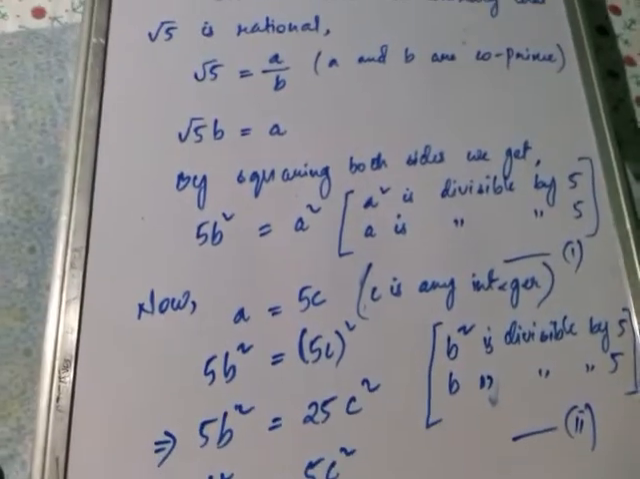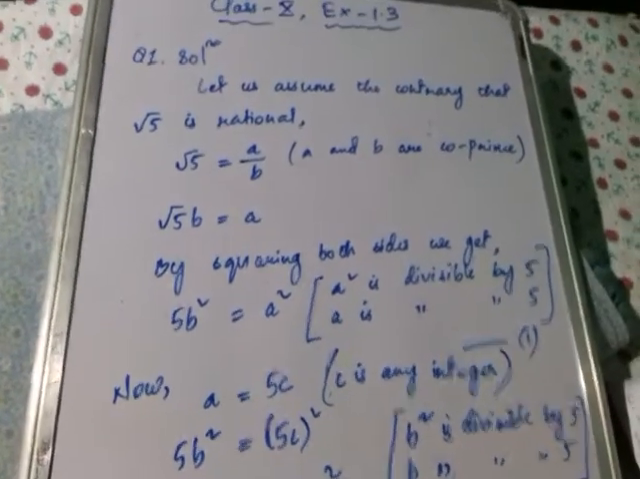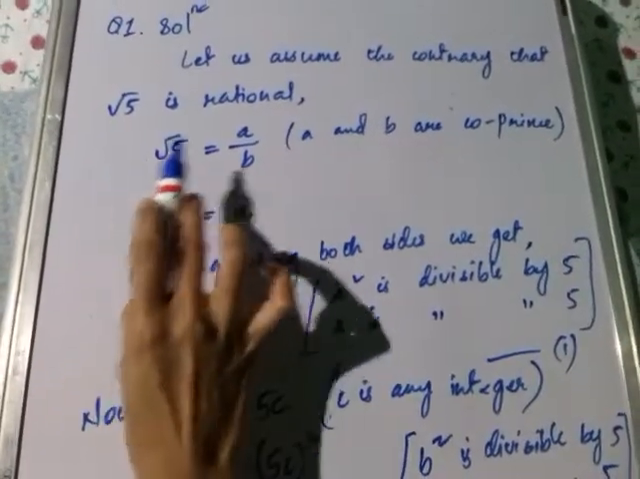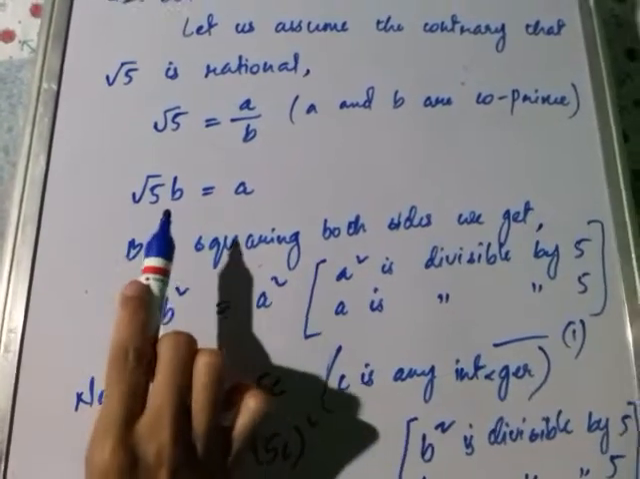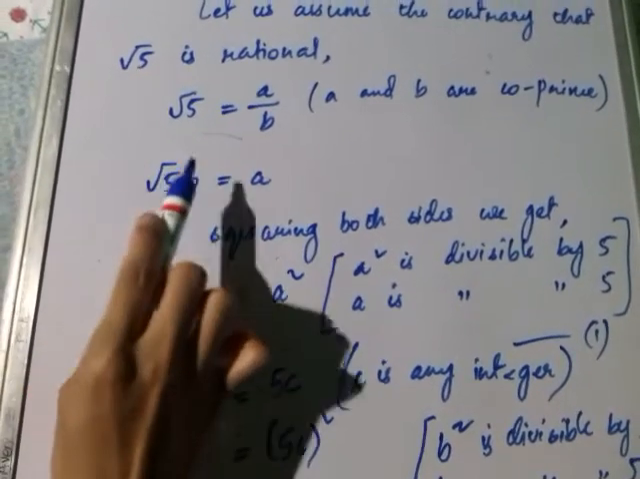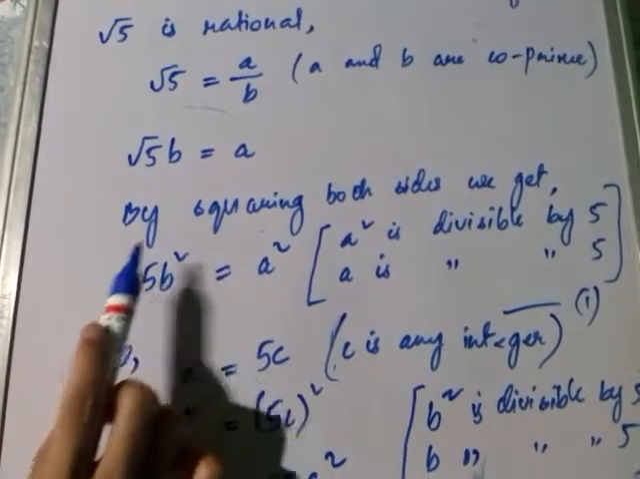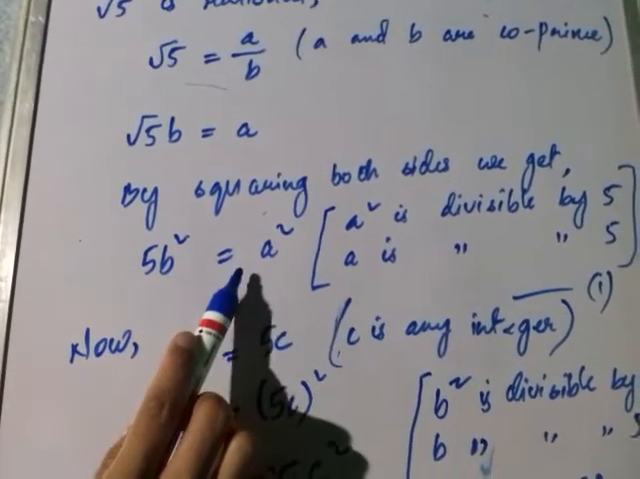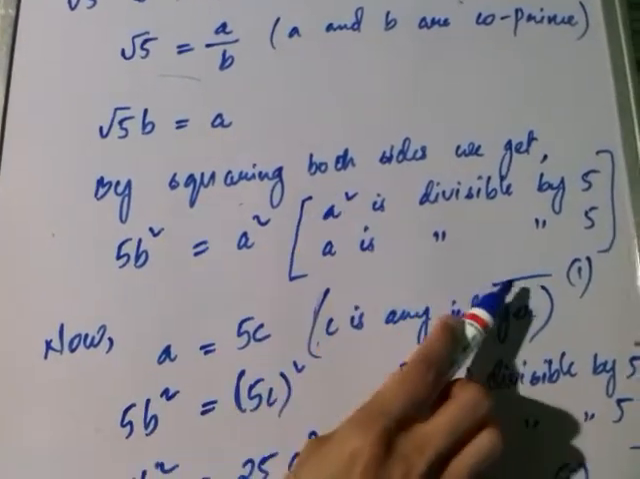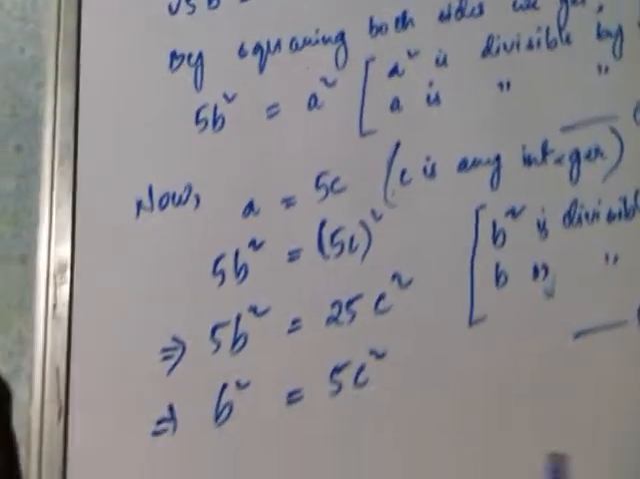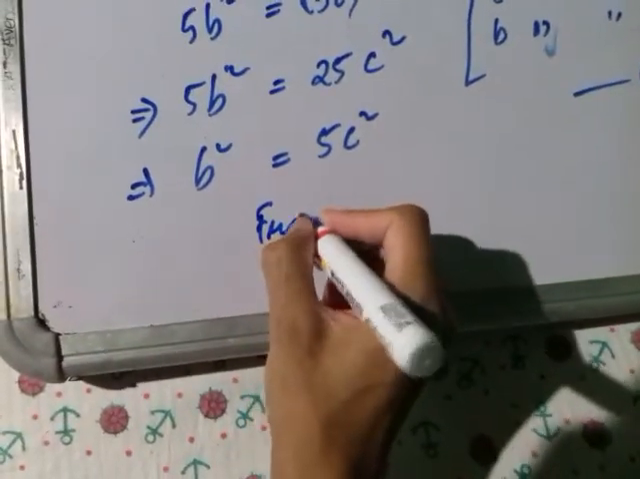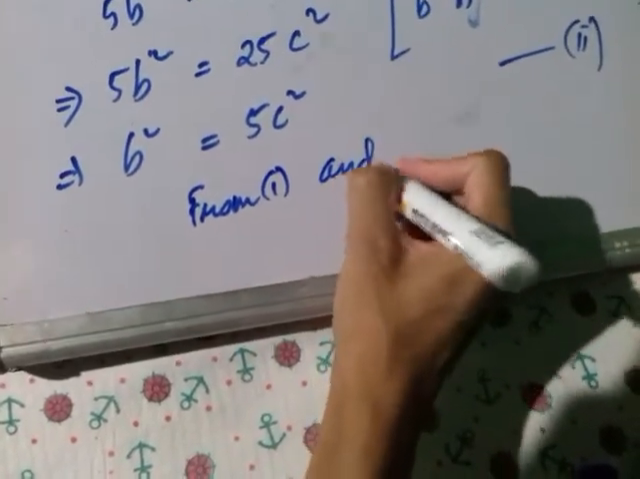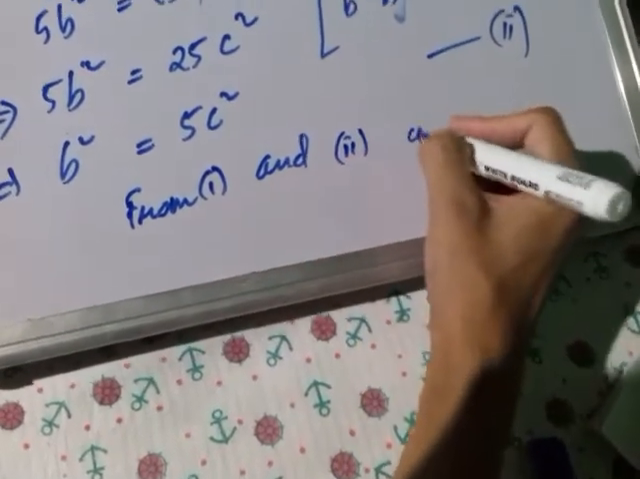So I think you have already understood this. First, we write, let us assume the contrary, that root 5 is rational. Then we take root 5 equals a by b, where a and b are co-prime. After that, root 5b equals a by cross multiplication, and by squaring both sides, we get 5b square equals a square. This will be equation number 1. After that, from 1 and 2 we get.